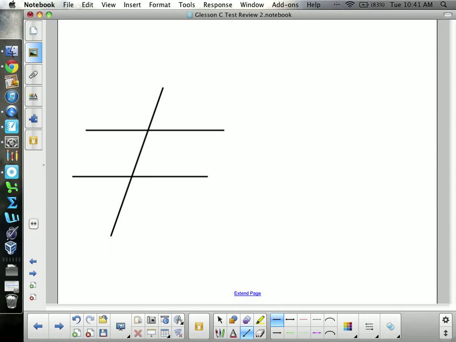Again, 4x minus 28 and 100. What's the name of the angle pair? Corresponding angles. And so if I wanted to prove these lines are parallel, what would I have to use? What theorem? Corresponding angles converse to prove the lines are parallel.